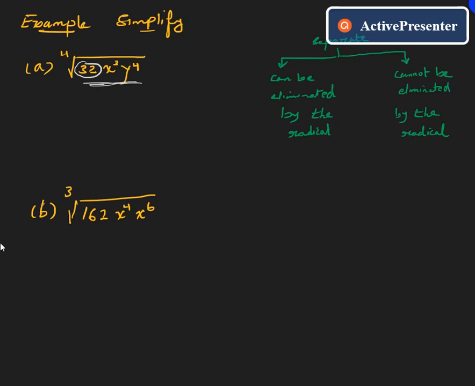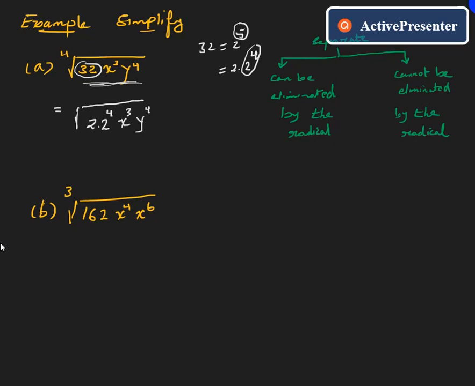Here this 32 can be written as, we know that 32 is equal to 2 to the power 5. However, we are not interested in 5. We can say it is 2 multiplied by 2 to the power 4, because this will be eliminated by the radical. Okay, so writing this to simplify now, this is equal to 2 multiplied by 2 to the power 4 multiplied by x cubed multiplied by y to the power 4.